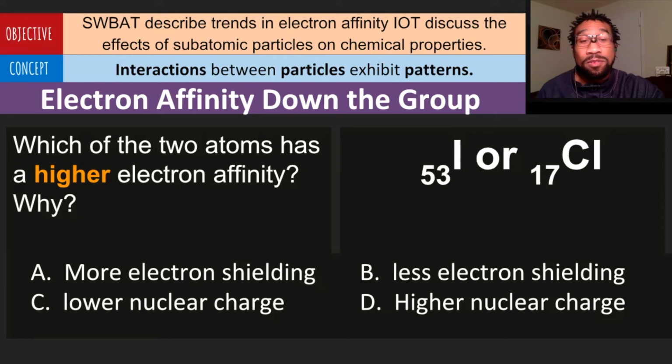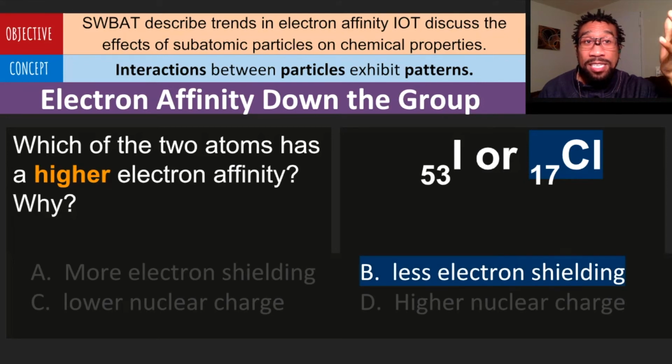Next, we have which of the two atoms is of higher electron affinity? Iodine with an atomic number of 53 or chlorine with an atomic number of 17? Which one would you choose? And I would end up choosing chlorine, having the higher electron affinity. And why would we choose chlorine? Well, it is simply because chlorine has less electron shielding.